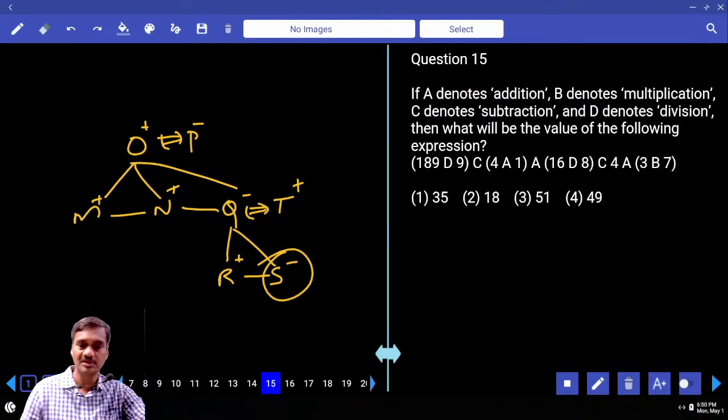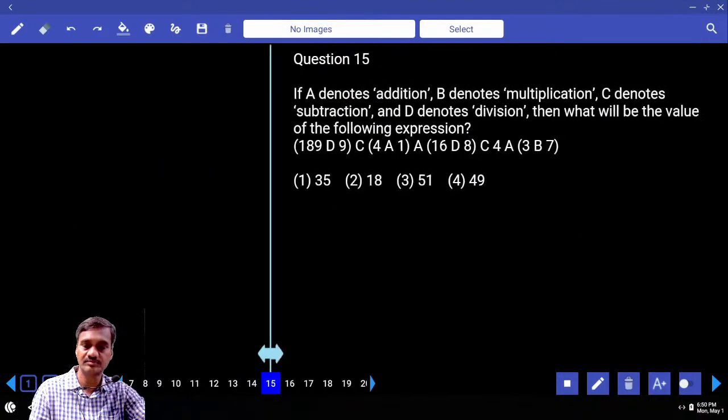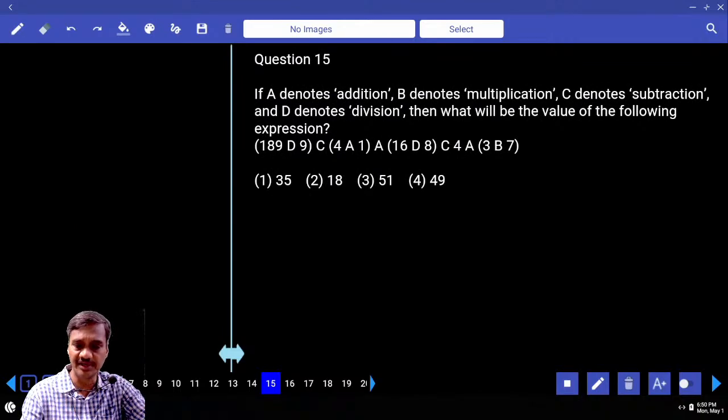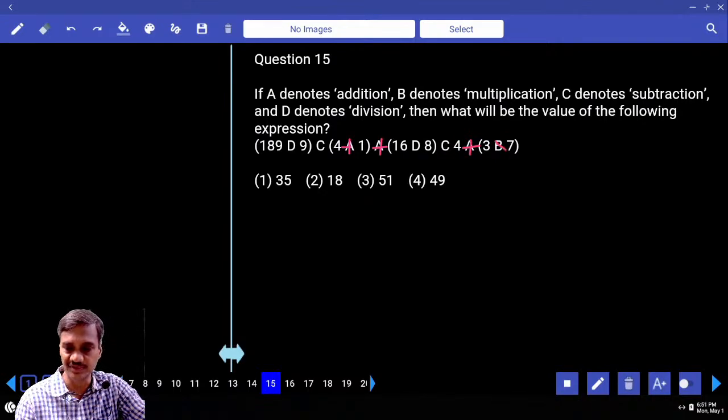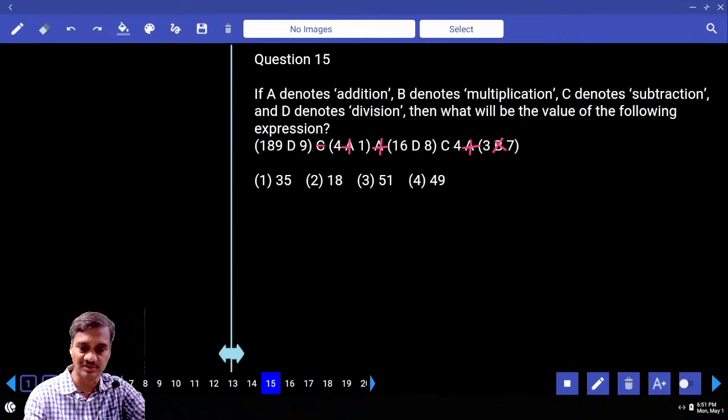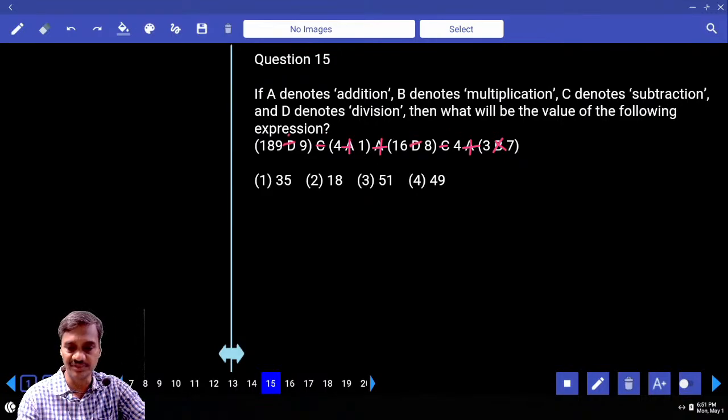Then the 15th one. A denotes addition. This is 4 plus 1, this is A, and this is again A. A stands for addition and B stands for multiplication. Now this is multiplication, that is B. And C stands for subtraction. Now this is subtraction, this is subtraction. Finally, D stands for division. And D stands for what? Division. Now in this case, D stands for division.